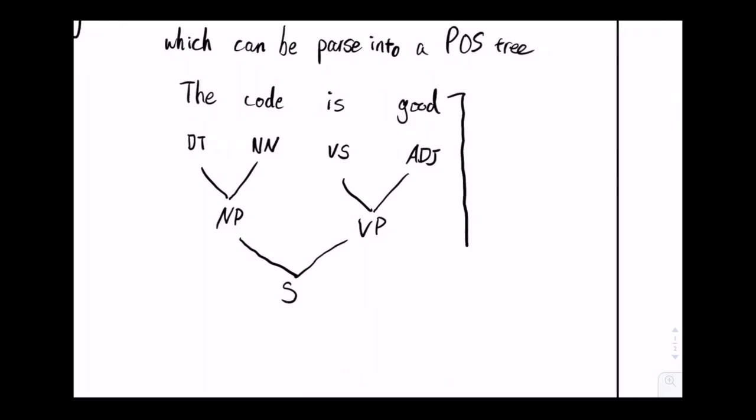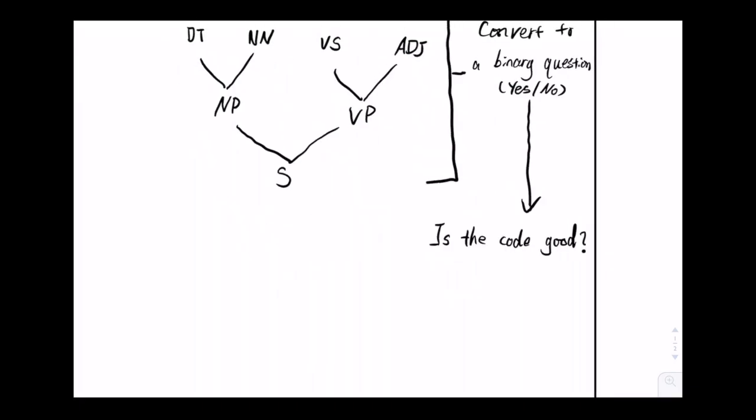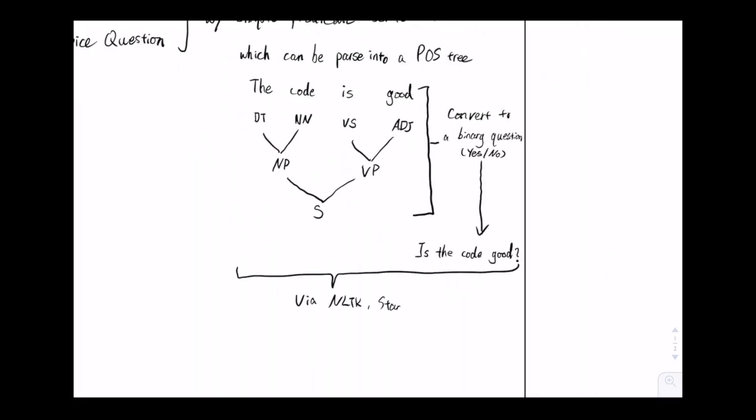A simple question that can be generated with this technique is, for example, "Is the code good?" by bringing the verb to the front of the sentence. To achieve this, we'll be using NLTK, Stanford parser, and maybe the offline function of TextBlob.